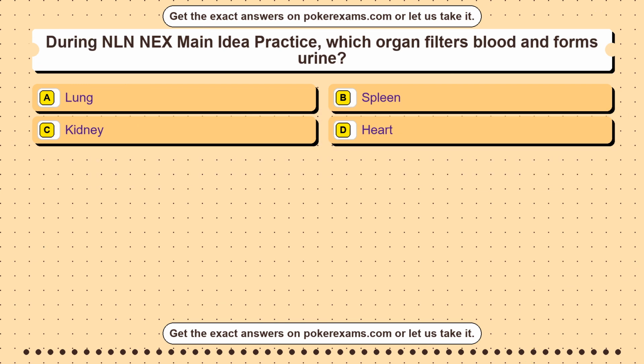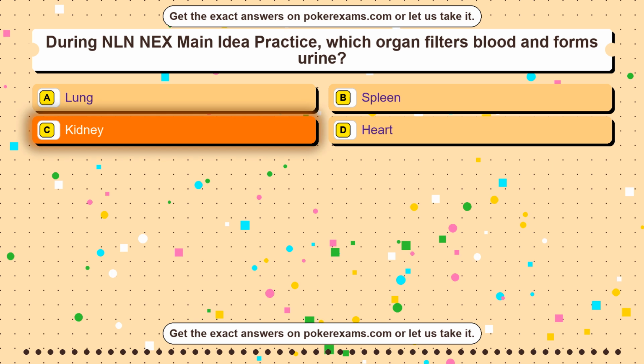Question 11. During Get History Practice Test, which phrase describes a dependent variable? Option A, the control group. Option B, the background reading. Option C, the outcome measured. Option D, the factor changed. The correct answer is option C.